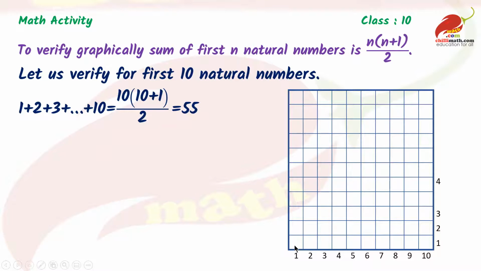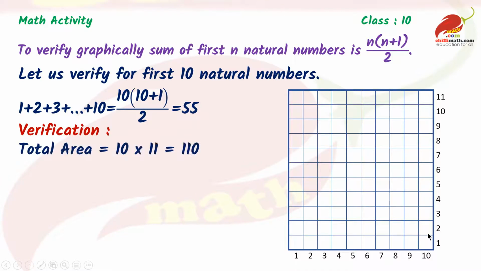with each side of a square equal to 1 unit. Because we have taken only 10 natural numbers, horizontally we'll take 10 squares and vertically we'll take 11 squares. Let's verify. The total area of these squares is equal to 10, the number of horizontal squares, into 11, the number of vertical squares. So we have a total of 110 squares. So we can write the area equal to 110.